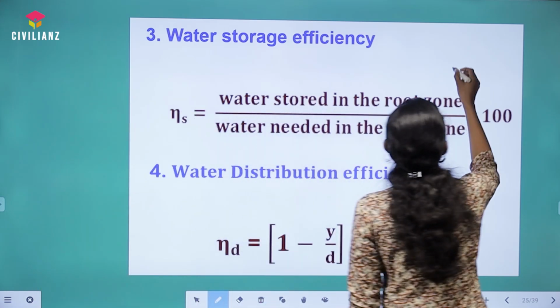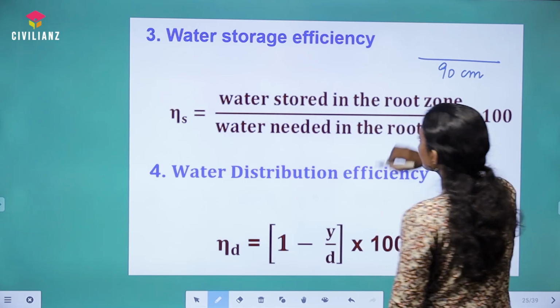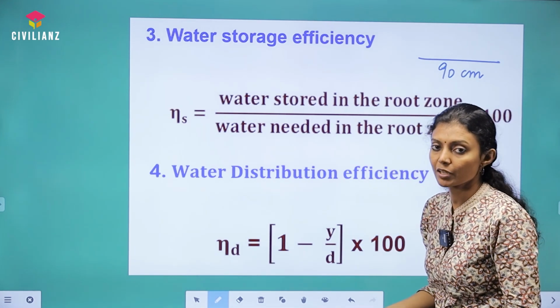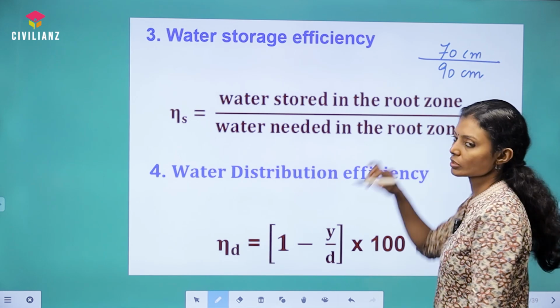Storage efficiency means the water stored in the root zone divided by the water actually needed in the root zone. For example, the water actually needed in the root zone is 90 centimeter, and while we are applying water, it got only 70 centimeter. So this is not enough.